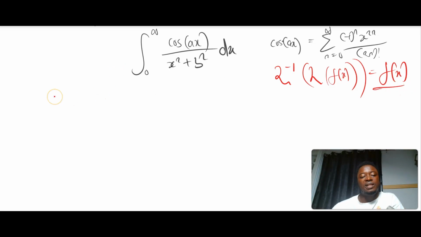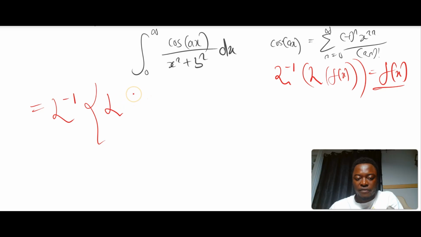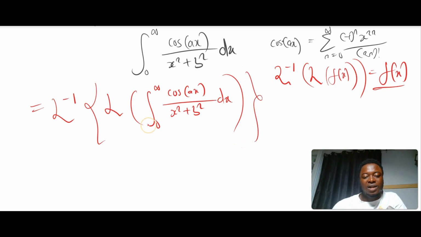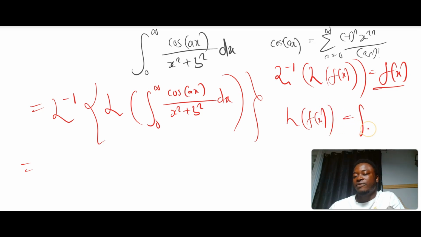So for that, this whole expression will say this is the inverse Laplace transform of the Laplace transform of f of x, and the f of x is this integral from 0 to infinity of cosine of ax all divided by x squared plus b squared then dx. And then we would observe that the Laplace transform of f of x actually equals the integral from 0 to infinity of e to the negative sa of f of x dA.